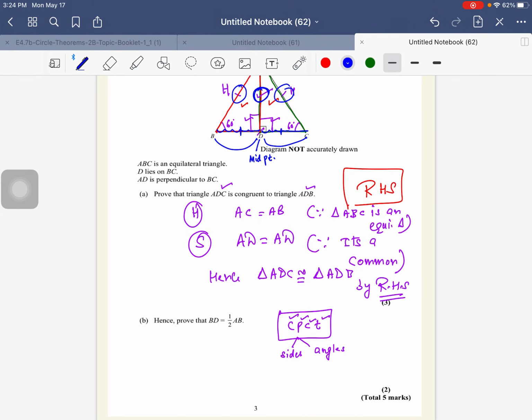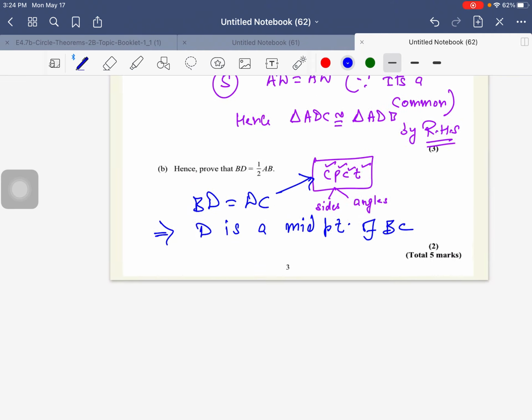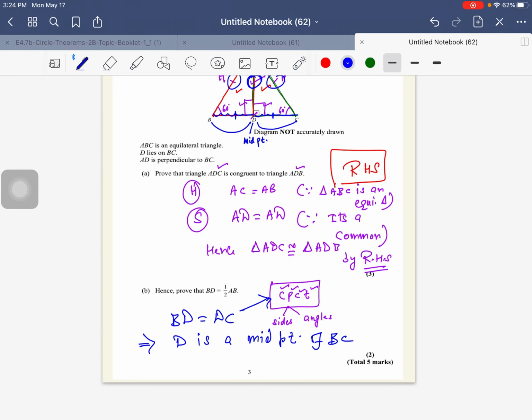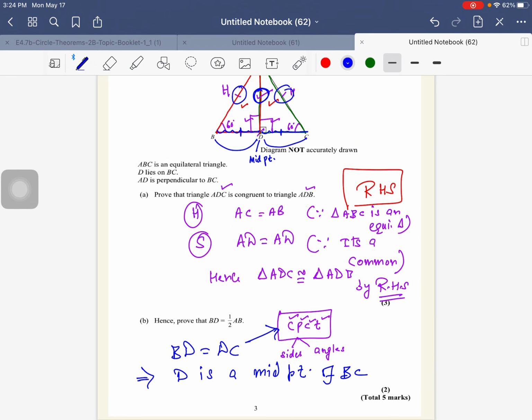So, we write here BD is equal to DC. That's the reason: corresponding parts of congruent triangles. It means D is a midpoint of side BC. If D is the midpoint of BC, that means BD or DC is half of BC. Therefore, BD is half in length of BC.